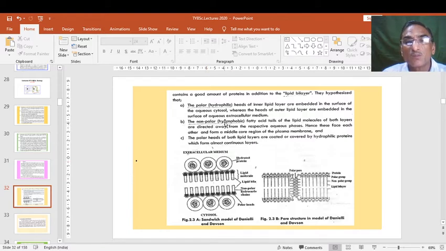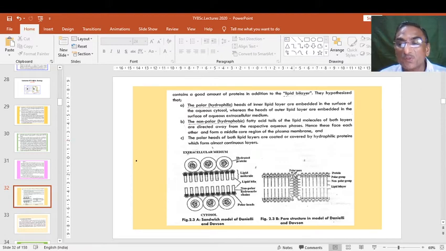Second, the non-polar or hydrophobic region is made of fatty acid molecules, the tails of lipid molecules of both layers, and they are directed away from the respective aqueous phases. Hence, these face each other and form a middle core region of the plasma membrane. Then the third one is the polar heads.